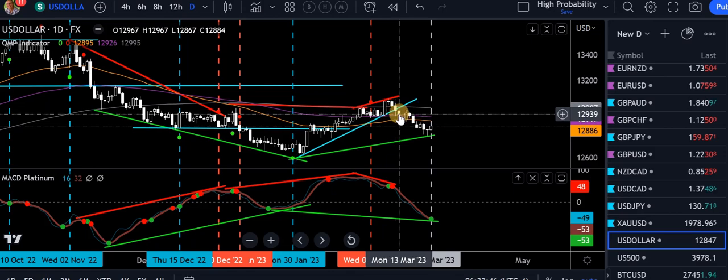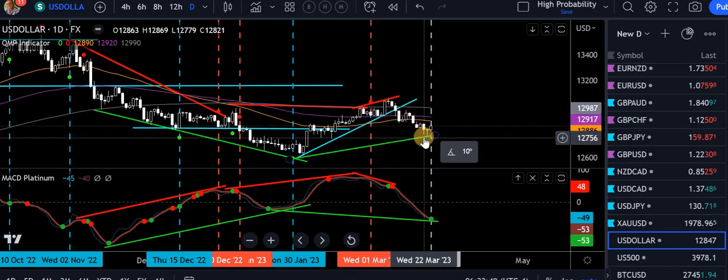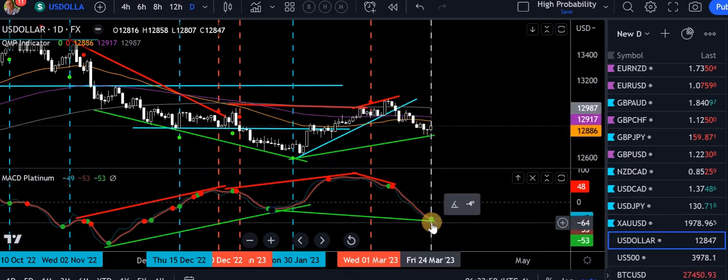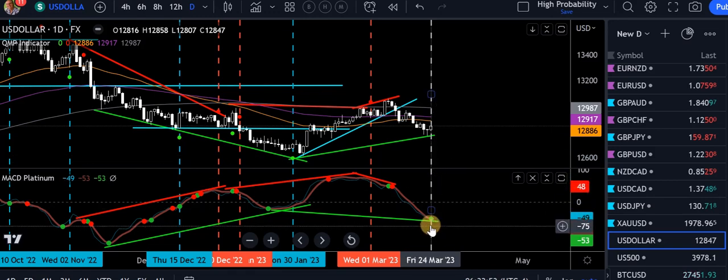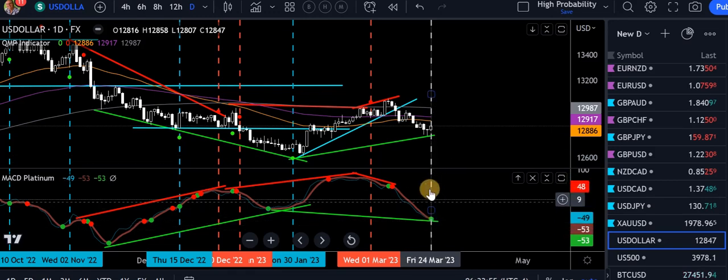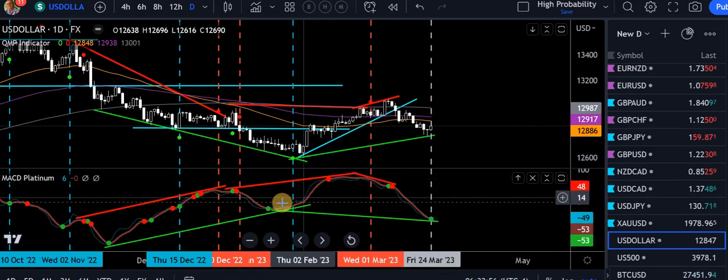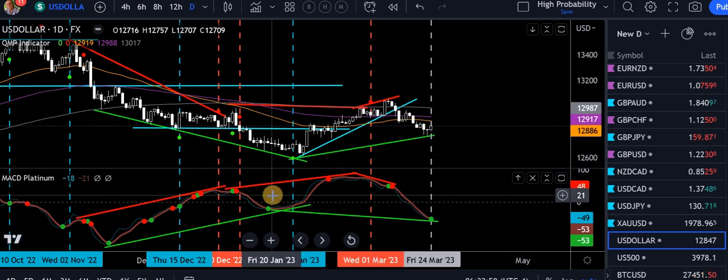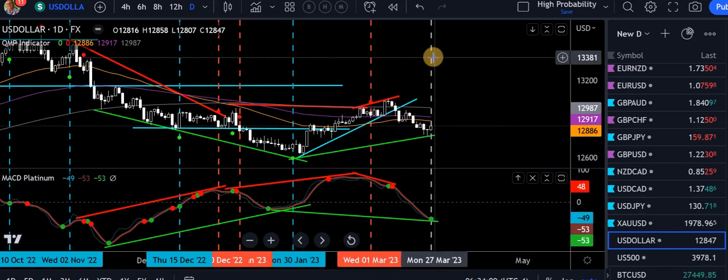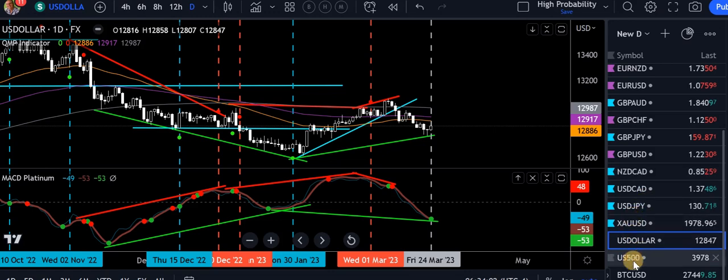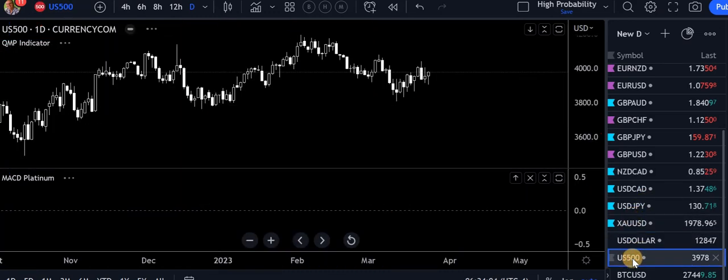If you'd been stopped there, you could have drawn a trend line and waited for a break in the trend line, got in here again, and now we're in warning mode again. Green dot on the MACD Platinum below the zero level, so I'm in buy mode, and we've got potential divergence forming there. So hidden bullish divergence. So that's it on the US dollar.